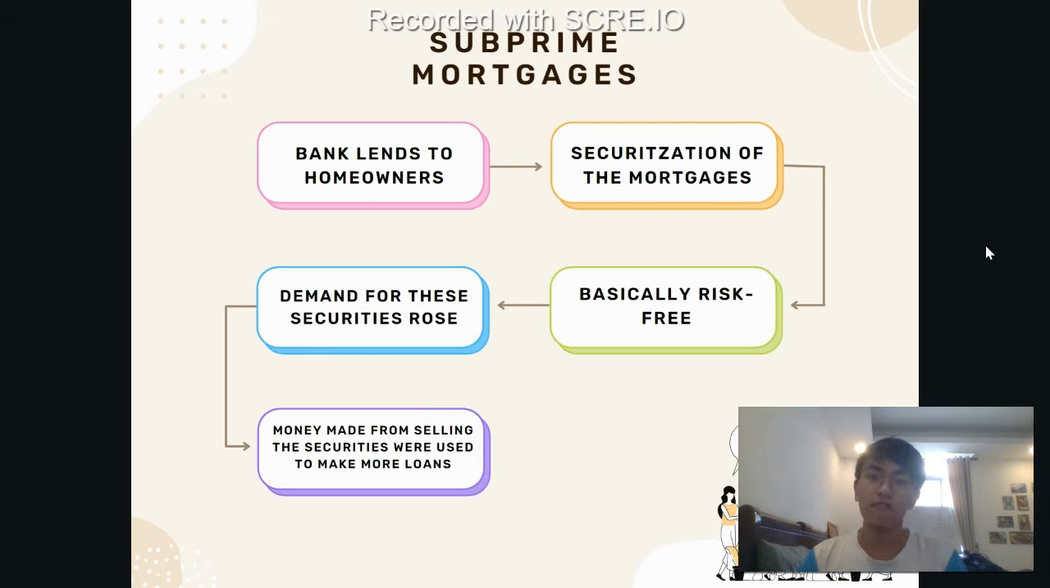So, what is the process? Well, first, the bank lends to homeowners, and this is called a mortgage. And then they securitize this mortgage by bundling them up together and making a financial derivative out of it, and finally selling it in the secondary market. So, most investors see this as risk free as they are long term and stable passive income, and therefore the demand for these securities rose. This led to banks creating more of these mortgage backed securities by using the money that they made from selling these securities.